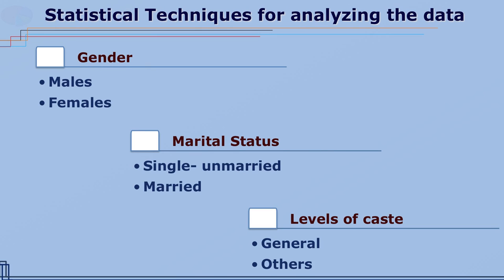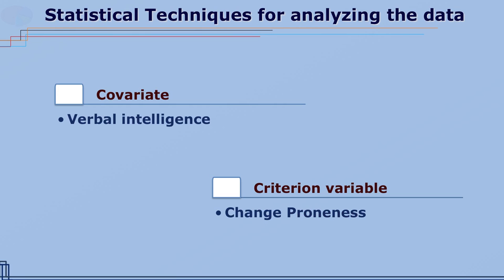As per objective, gender has two levels, namely males and females. Single, unmarried, and married were the two levels of marital status. There were two levels of caste, namely general and others. Verbal intelligence was a covariate. Chain proneness was the criterion variable.